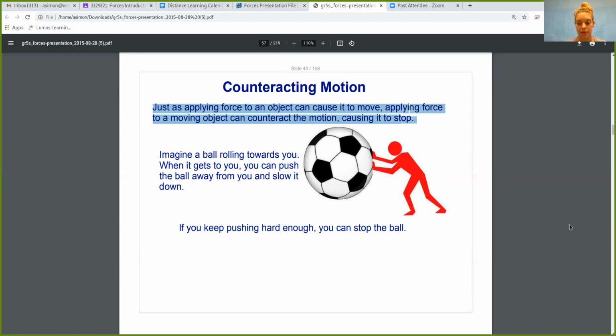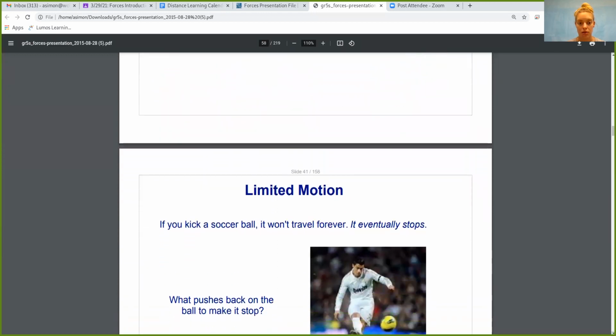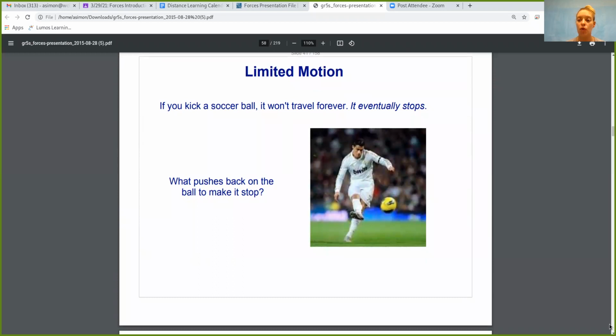All right, moving on. So, for example, something we call limited motion. If you're kicking a soccer ball, it's not going to travel forever. If we kick a soccer ball, eventually it is going to stop. What's pushing back on the ball to make it stop? So, think about it. If you are in the grass and you're kicking a soccer ball and nobody's around it, when you kick it, it eventually stops. So, what is causing that soccer ball to eventually stop? What's pushing back on it that's going to make it stop?